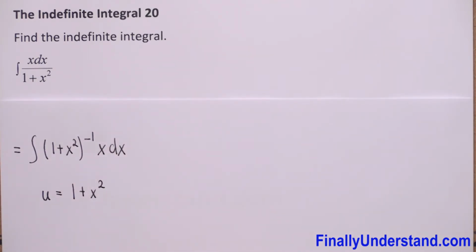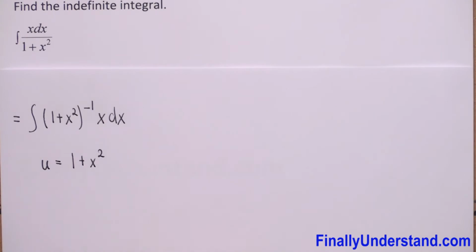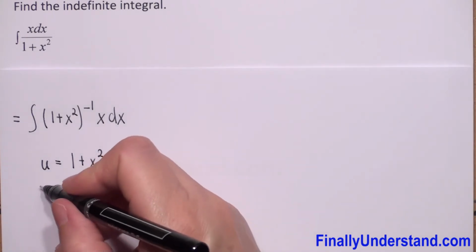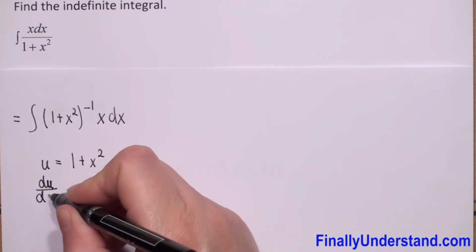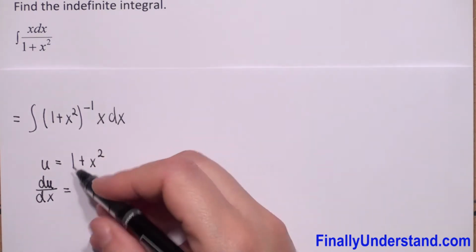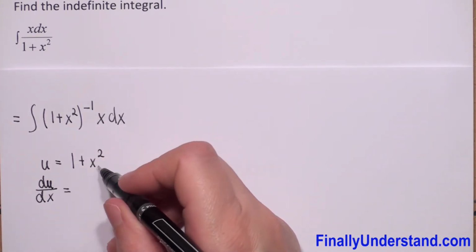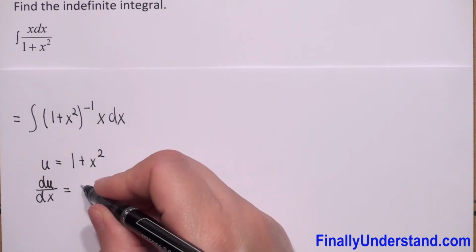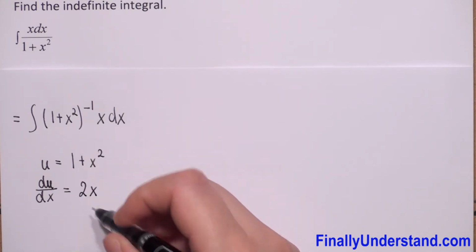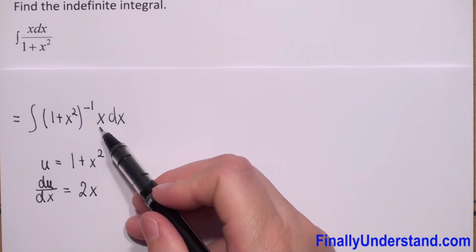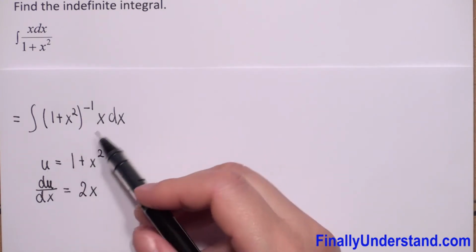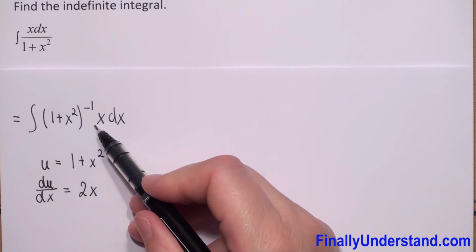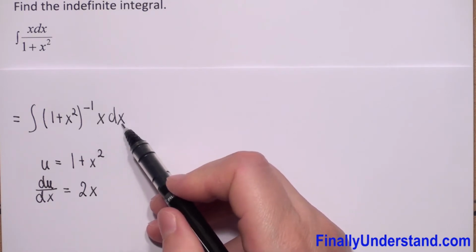Next, we will find the derivative with respect to x. So du over dx is equal to: the derivative of 1 is 0, the derivative of x squared is 2x. Next, because we substituted 1 plus x squared with u, now we have to find what x times dx equals.